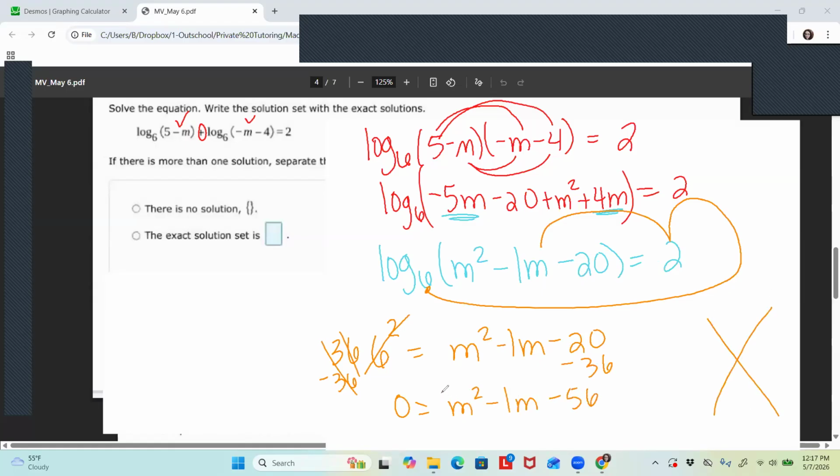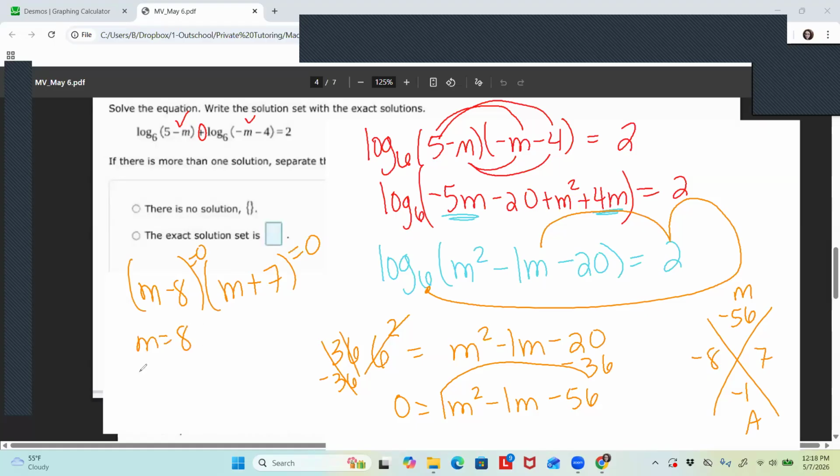Magic x, or however you factor. We need to multiply to negative 56, add to negative 1. Owe me 8, give me 7. So our babies would be m minus 8, m plus 7, set to 0, set to 0. M is 8, m is negative 7. Now, you do have to check these. It's possible that one or both may not work.